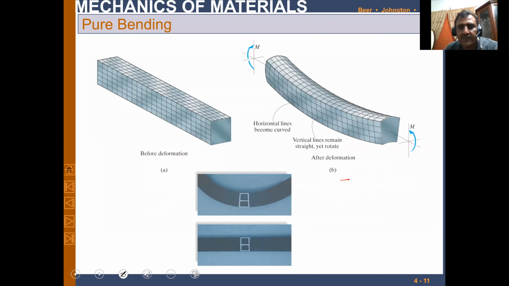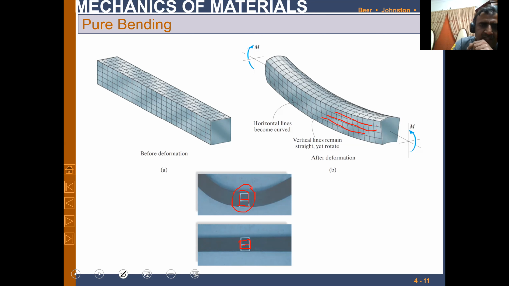In this particular case, when we deal with bending, the horizontal lines always remain parallel to each other. These are the horizontal lines, and they always remain parallel to each other. Like you can see over here, this is the undeformed section, and this is the deformed section under bending. These are the parallel lines, they are still parallel to each other, whereas the vertical lines are no more parallel, right?